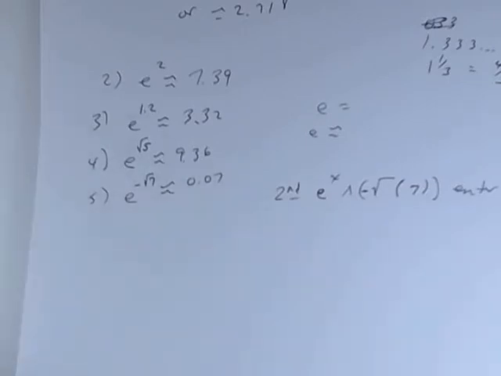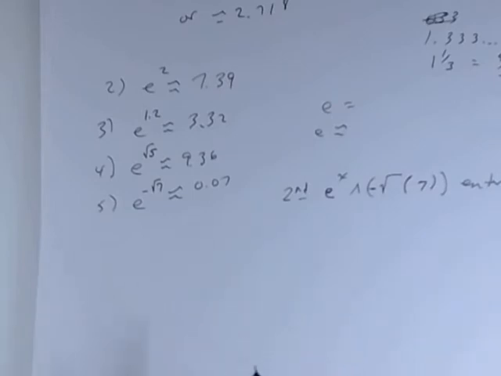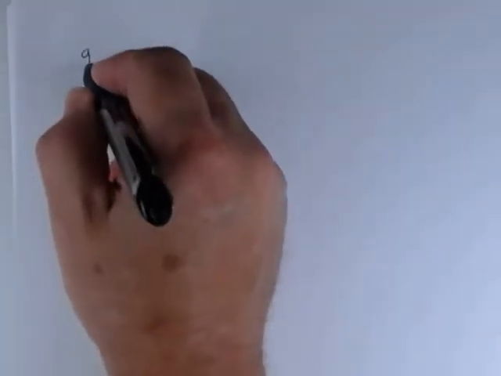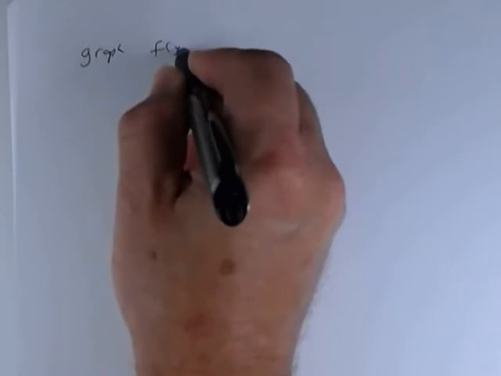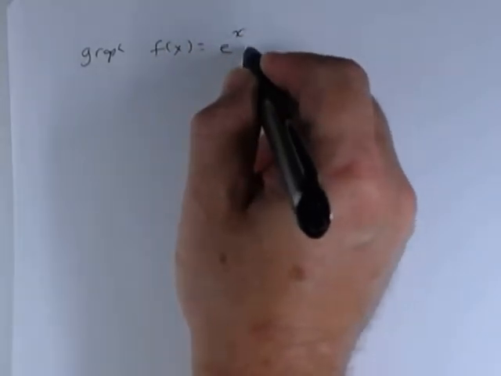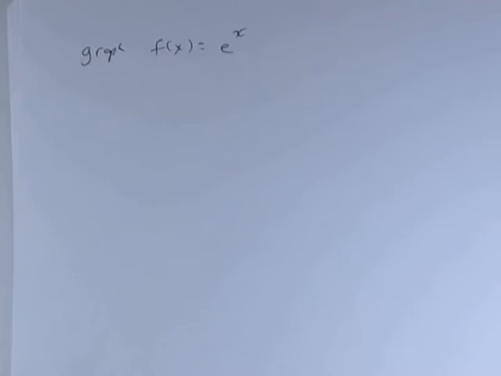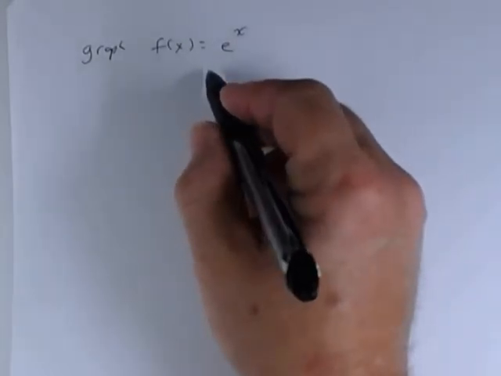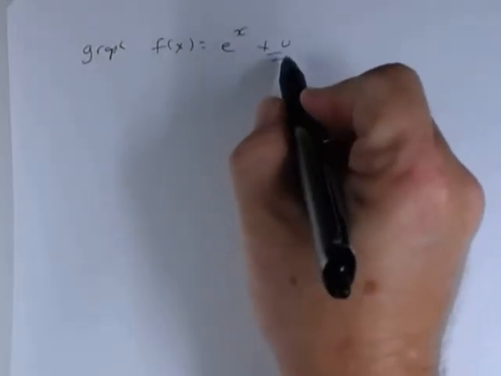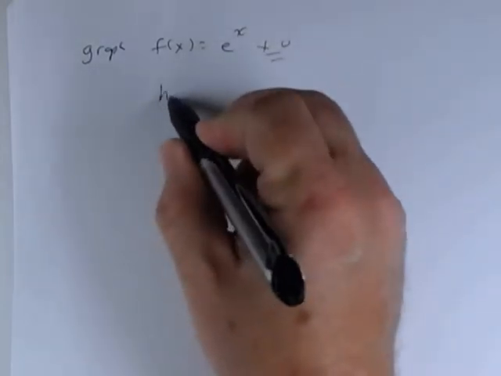Okay? All right, now let's do the graph of one of these. So let's graph f of x equal e to the x. Let's do e to the x first. Let's just do that one. All right, what is the horizontal asymptote? Okay, y equal what? 0. So the horizontal asymptote is y equals 0.